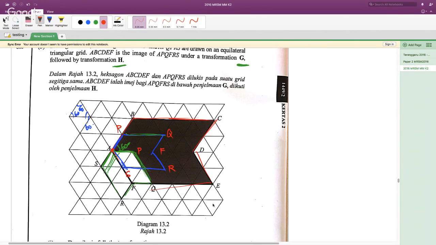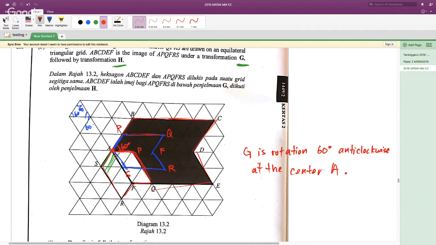So the first thing is, they ask me to write fully describe. I will say G is rotation 60 degree anti-clockwise at the center A.